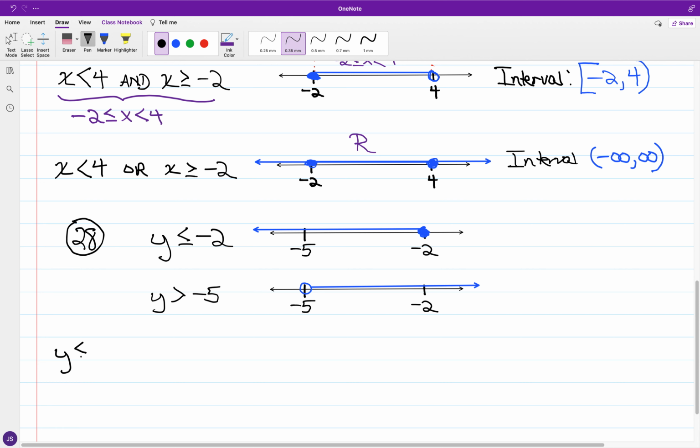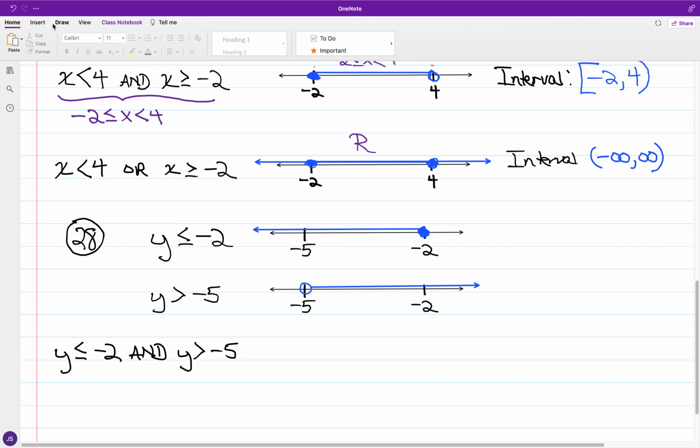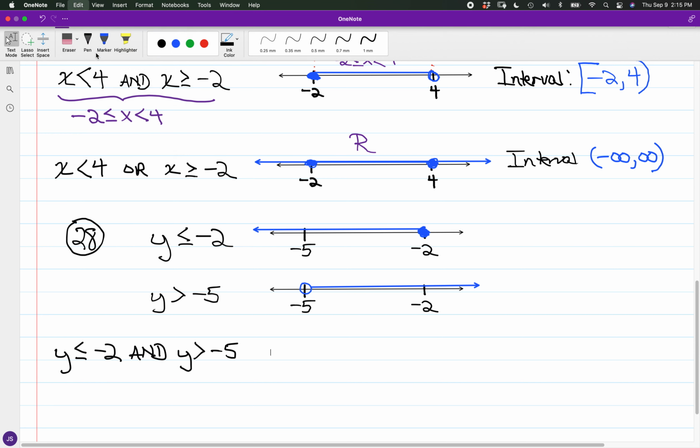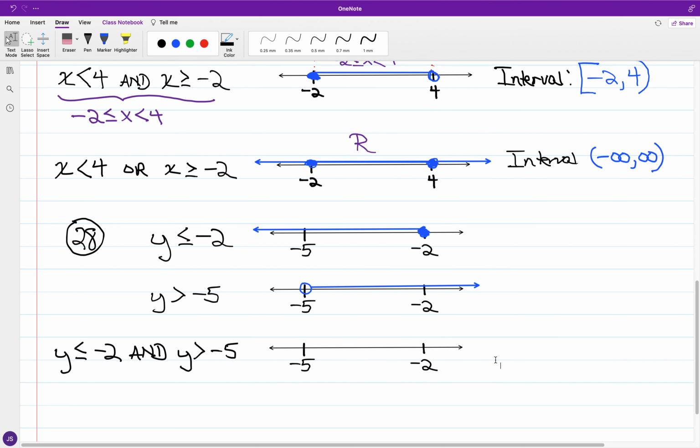Okay, so if I have that y is less than or equal to -2 and we have that y is greater than -5, again, with and you're looking at what will be shared in common between the inequalities. Okay, so for what we shared between the inequalities, we're not going to have anything to the left of the open circle in -5, nor will we have anything to the right of the closed point at -2. We have only these limits and everything else that lies between.